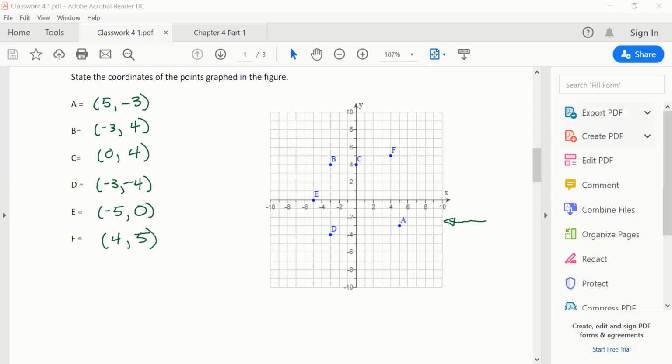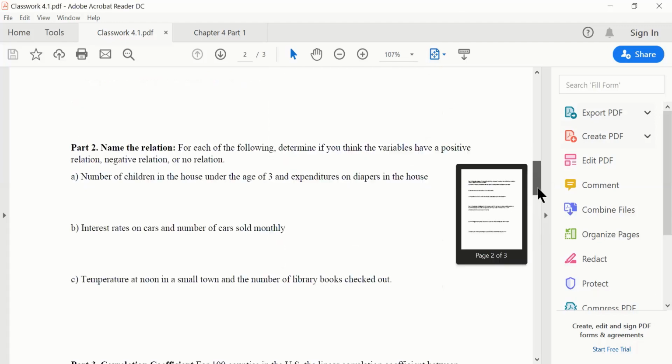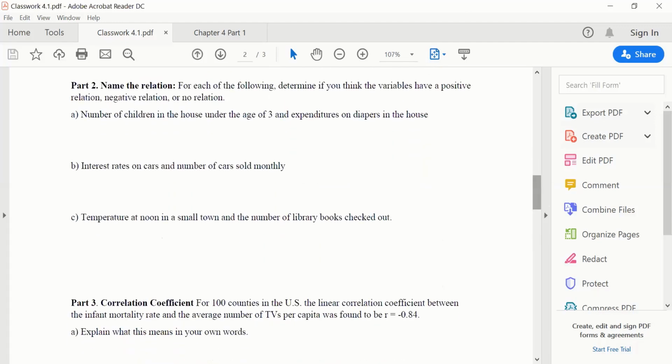So hopefully that's not too tricky for you. And I don't see any questions. So let's go on to the next page. That was just a little review for some of you who haven't graphed in a long time. Now, part 2 asks us to name the relation. So for each of the following, determine if you think the variables have a positive relation, a negative relation, or no relation.